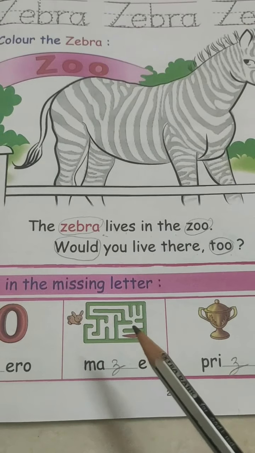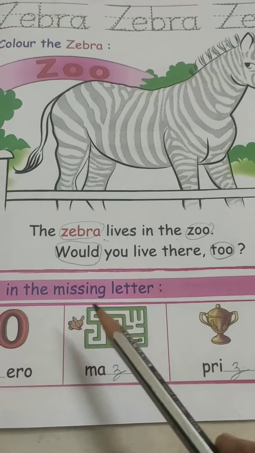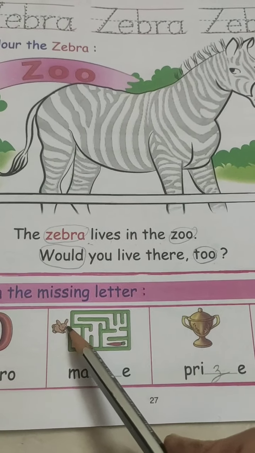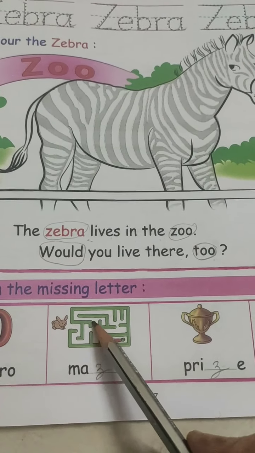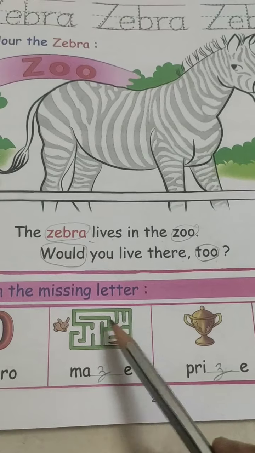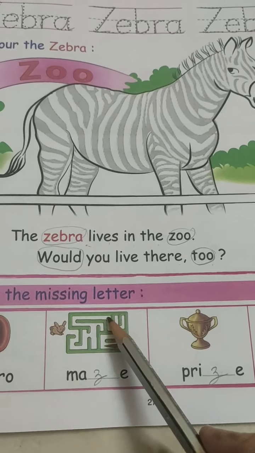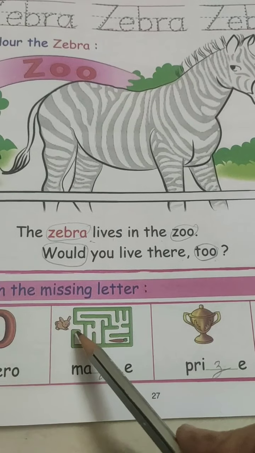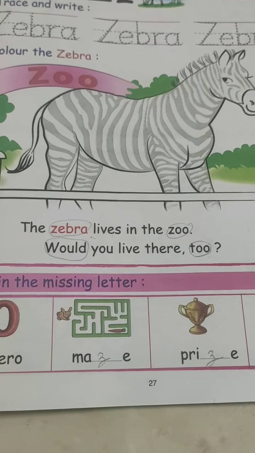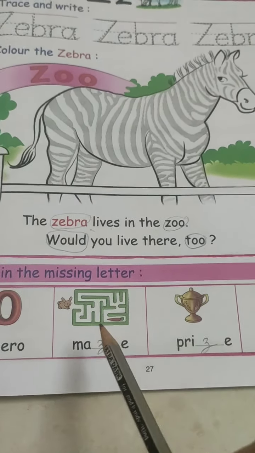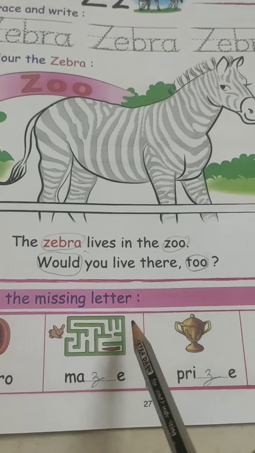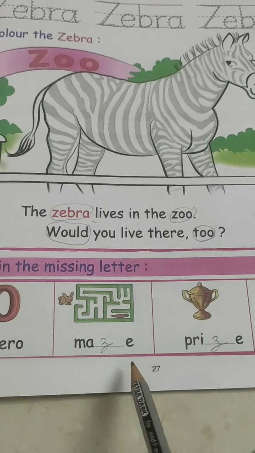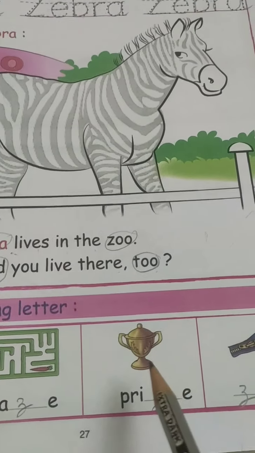Now this is a maze. See, the rabbit wants to eat this carrot. So he has to pass this whole road. This place is called a maze. It is like a puzzle. Okay, what do we call it? We call it maze. M-A-Z-E, maze. Next, prize.